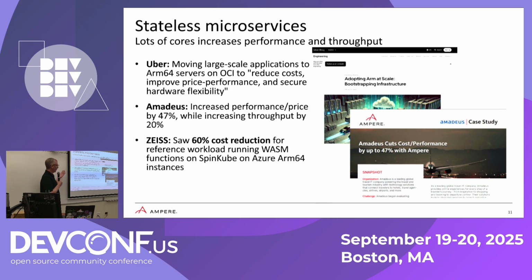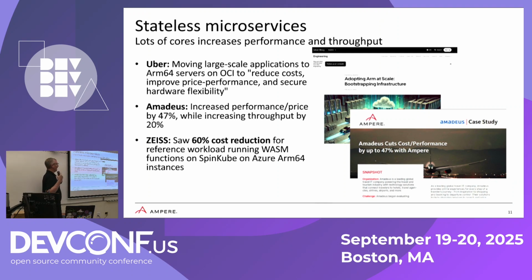And so just a few examples. I've mentioned Amadeus already. They increased performance per price by 47%. I was underselling them earlier. And this is while increasing throughput by 20%. So they're getting more performance for less. That's actually something we heard from 8x8 as well, that they were getting 30% more performance per core running Jitsi, which is a Java application, while paying 30% less per core.